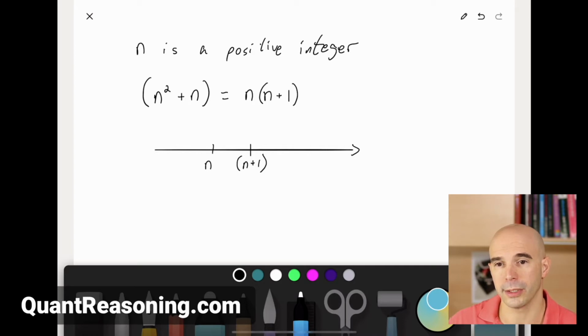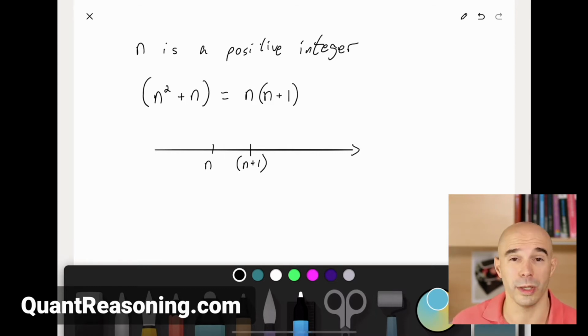And my question was, what can you say, if anything, about the divisibility of n squared plus n? So given that it's the product of two consecutive positive integers, what can you say about the divisibility of that product? That's right. Really, the only thing we can say about the divisibility of the product of two consecutive integers is that it will be divisible by 2. And why is it divisible by 2? Because one of its factors is going to be even and one is going to be odd.